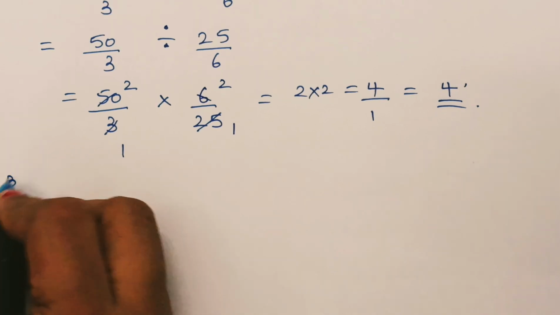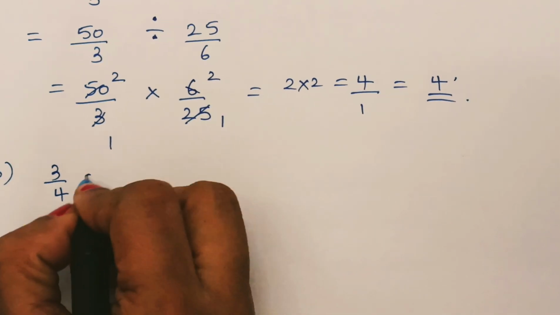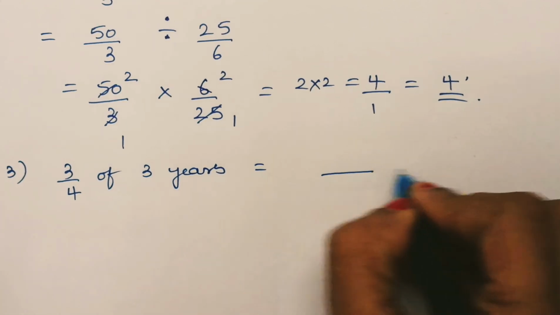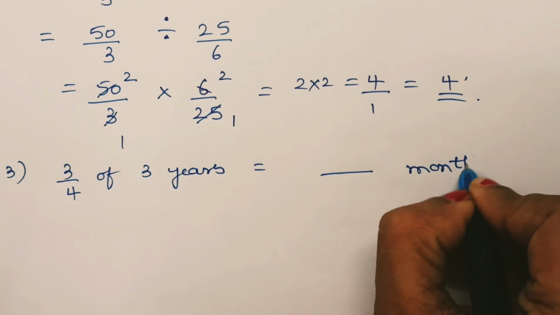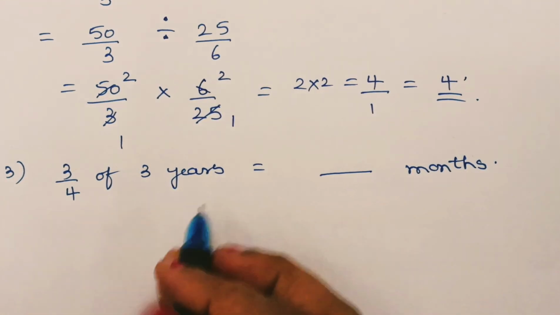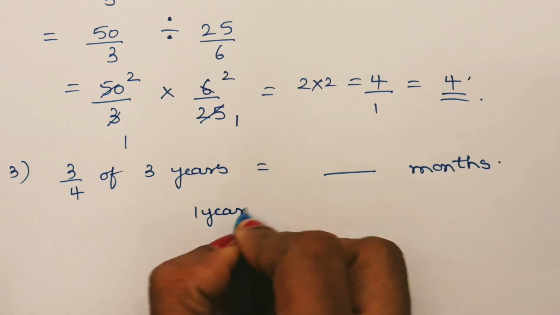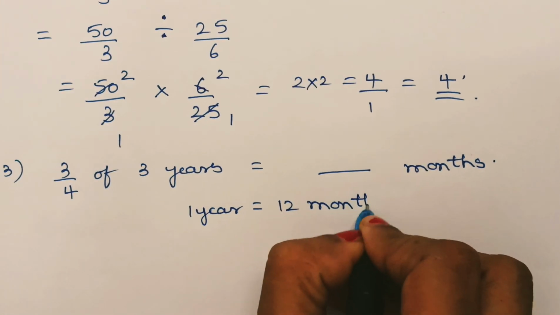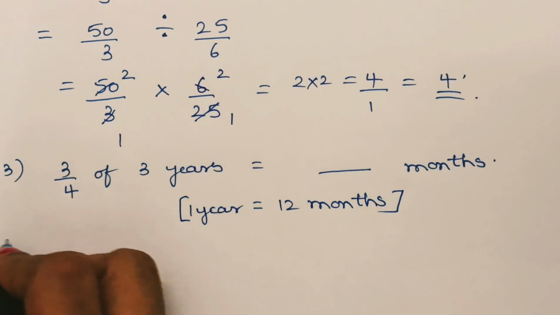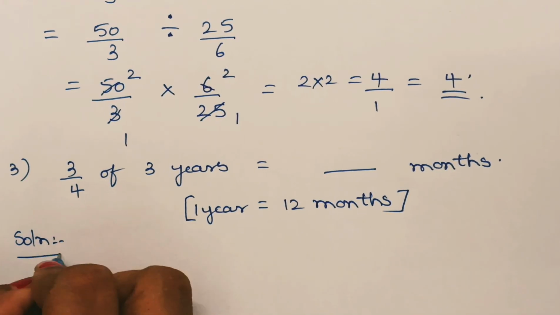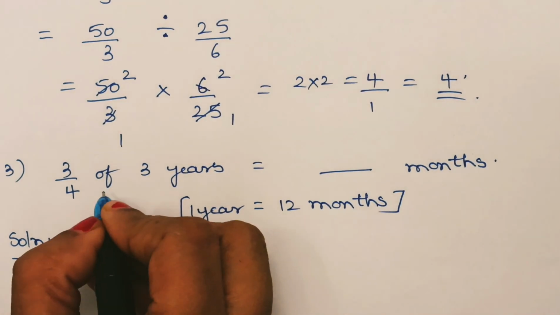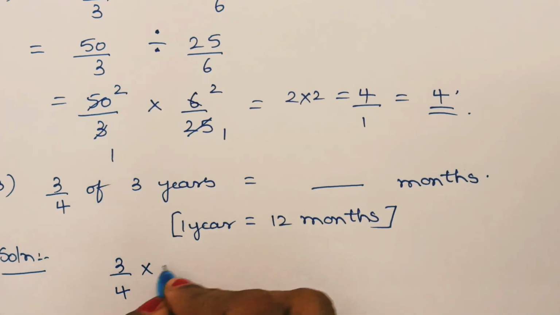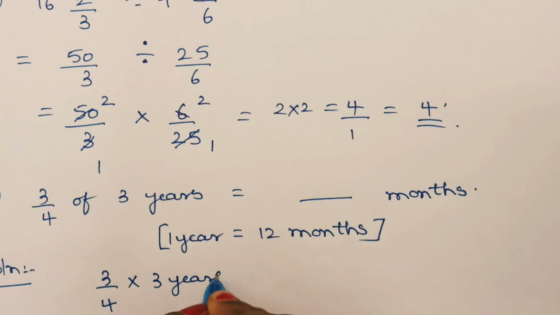Third sum, 3 by 4 of 3 years equals, they have told you to get the answer in months. As we know, 1 year equals 12 months. So let's solve how to do this sum. Solution. Of represents what? Multiplication. So 3 by 4 into 3 years.